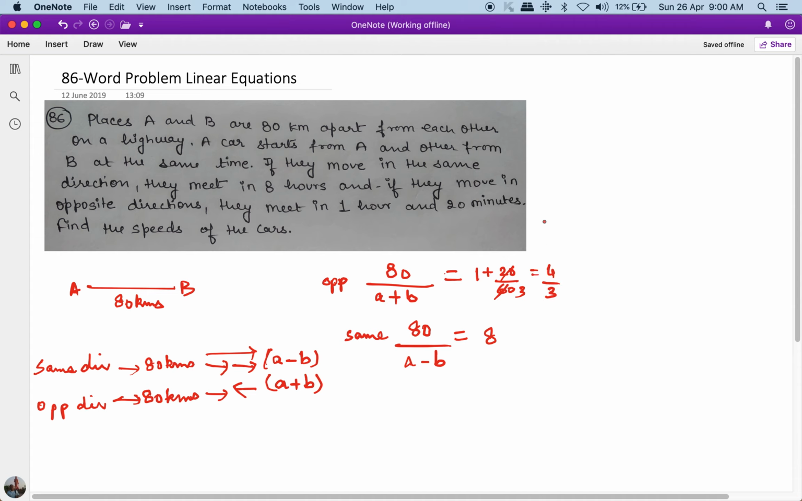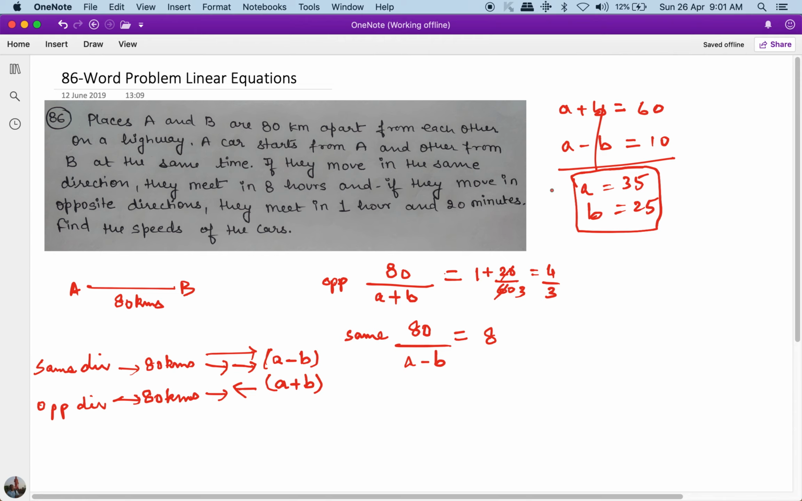If I solve for this, what I actually get is A plus B is equal to 80 into 3, 240 by 4, that is 60, and A minus B becomes equal to 10. Solving for this, this is very easy to solve. I get A is equal to 35 and I get B is equal to 25. And this, my friends, is the solution to the question. A is equal to 35 and B is equal to 25 is the solution to the question.